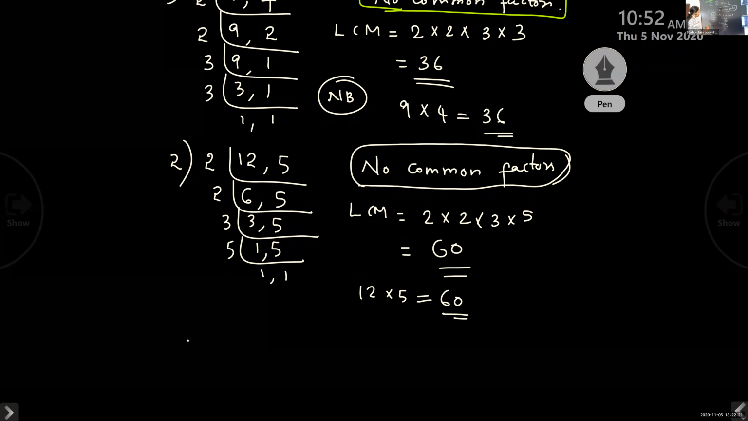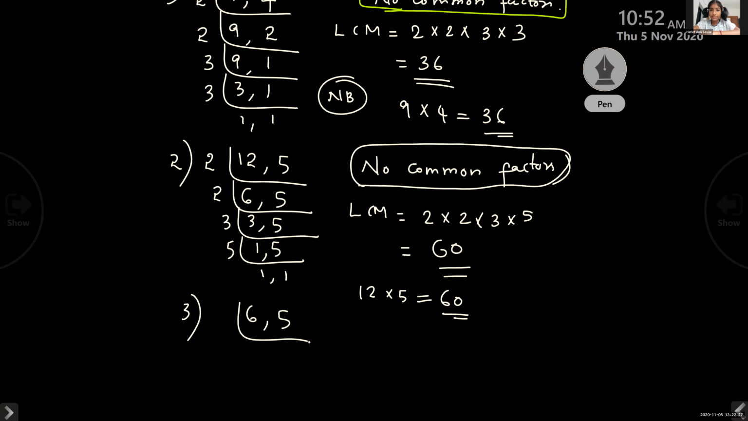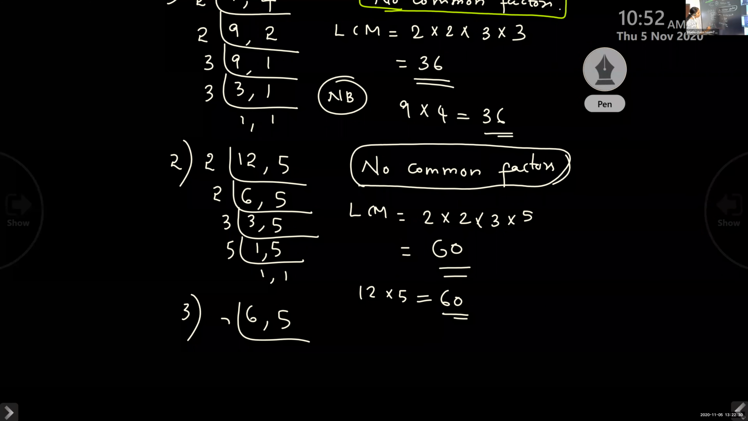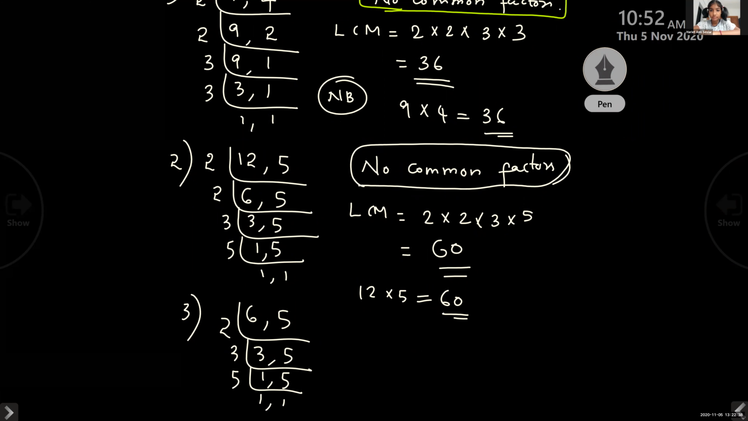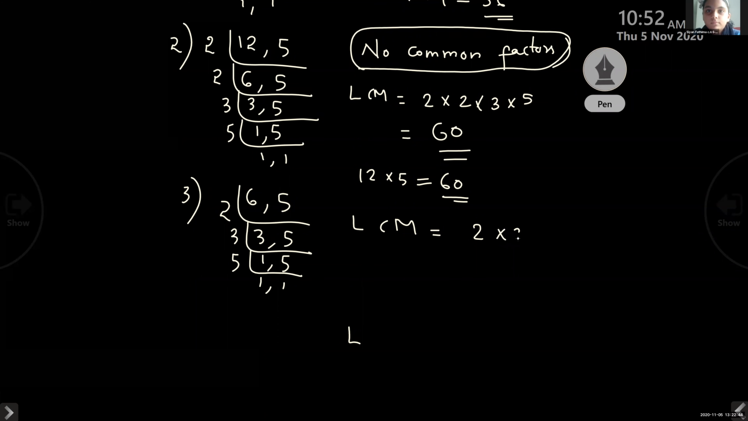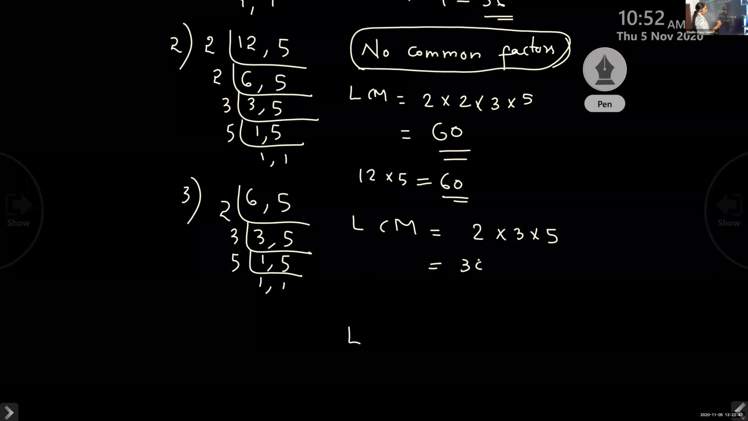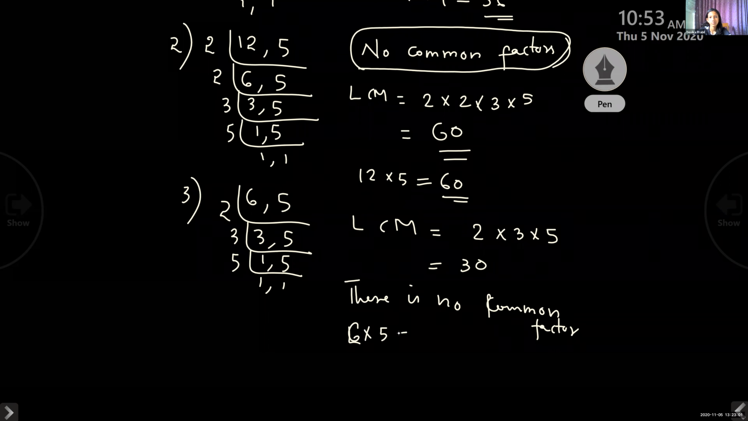And the third one is the LCM of 6 and 5. Can you guess, children, 6 and 5? Is there any common number? 30. No, ma'am. There is no common number. When you do the steps, you will get the same answer. 30 is the LCM. 2 into 3 into 5 equals 30. And here also you understood that there are no common factors. So when you multiply 6 into 5, you will get the answer as 30 itself.